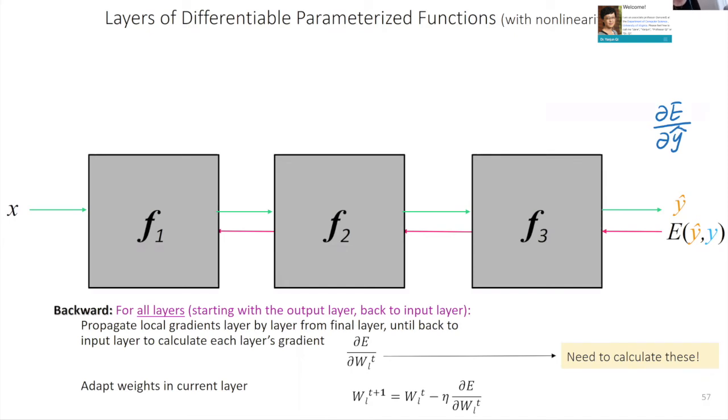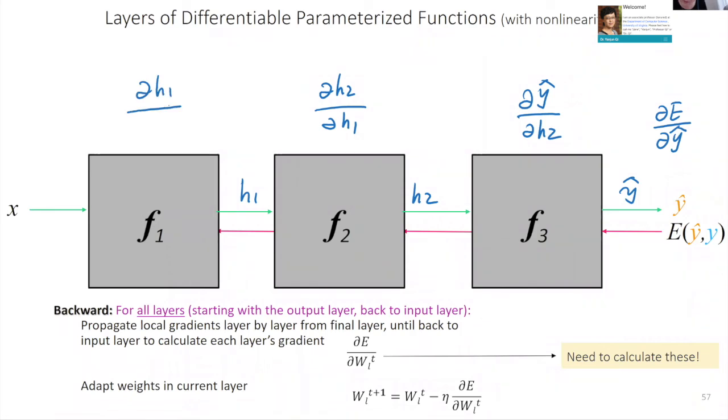It's from this E versus the Y, and then I have H1, H2, and this is Y hat, and this is Y hat over the H2, and then this is the H2 versus H1, and then this is the H1 versus the W1. And in each step, you calculate that local gradient and then send it to the layer right before it.